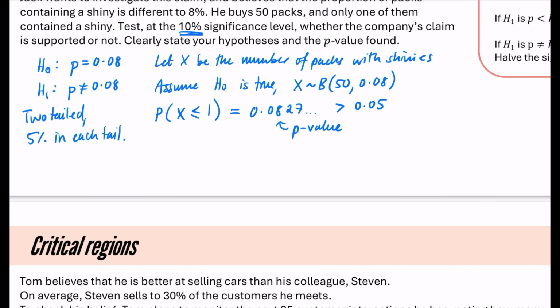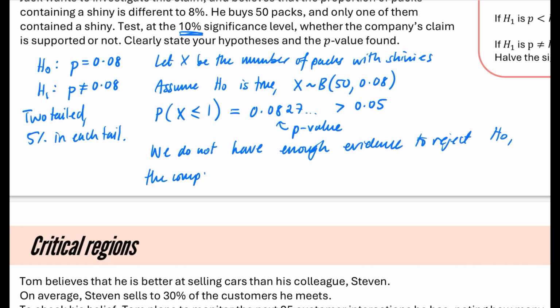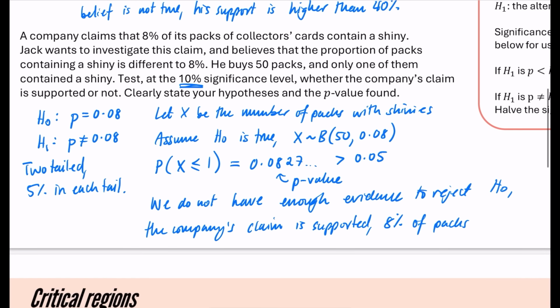So I'm going to say we do not have enough evidence to reject H naught. The company's claim is supported. 8% of packs contain shinies. I'm going to say 8% of packs. I'm going to be really fussy: 8% of packs contain a shiny.